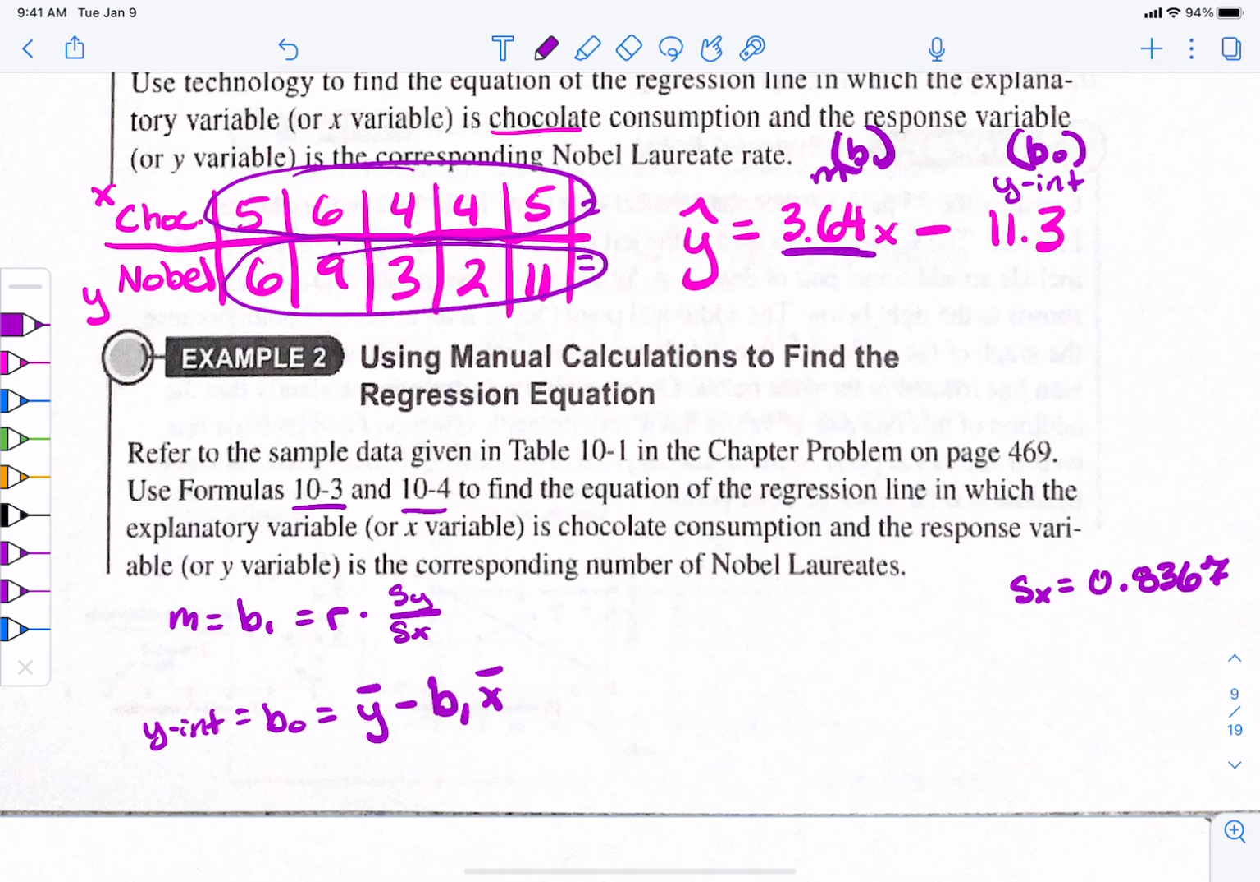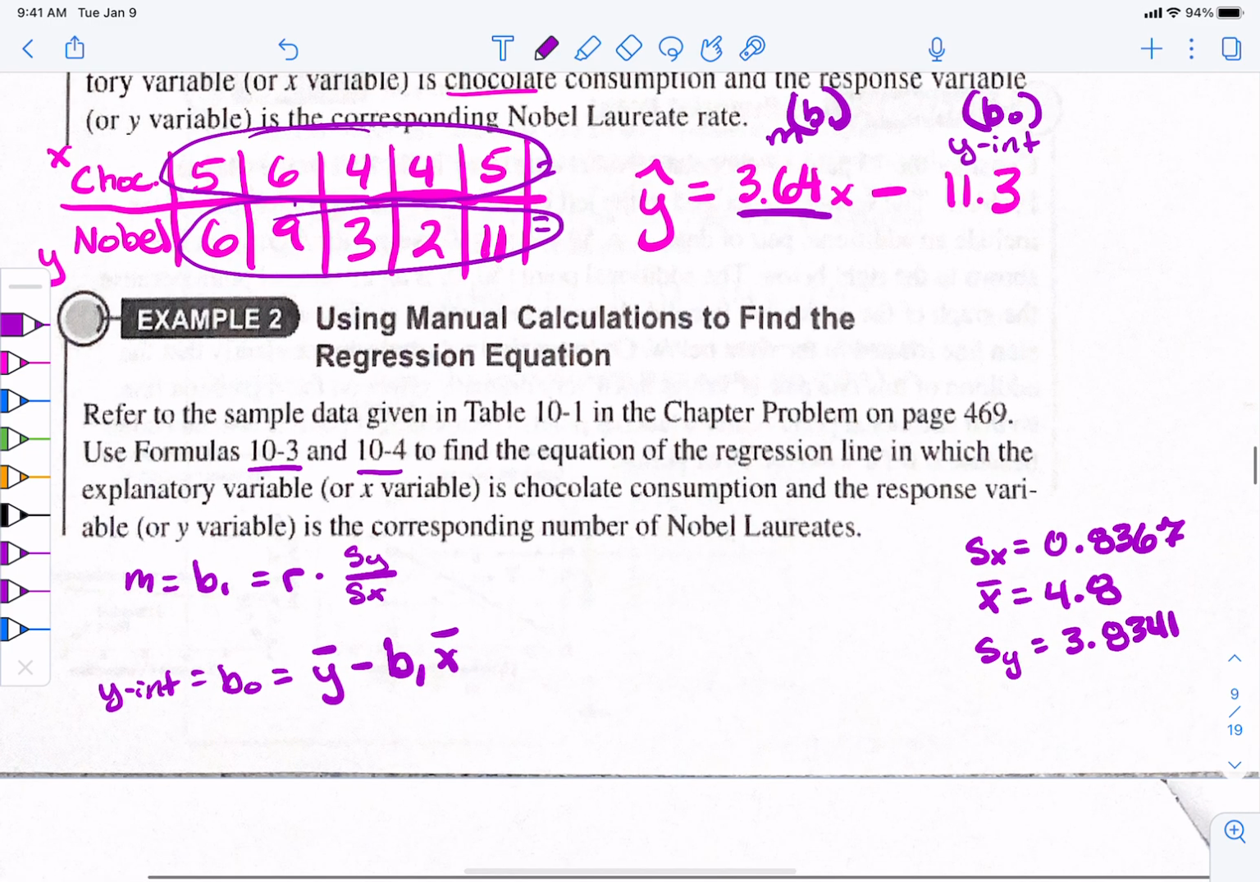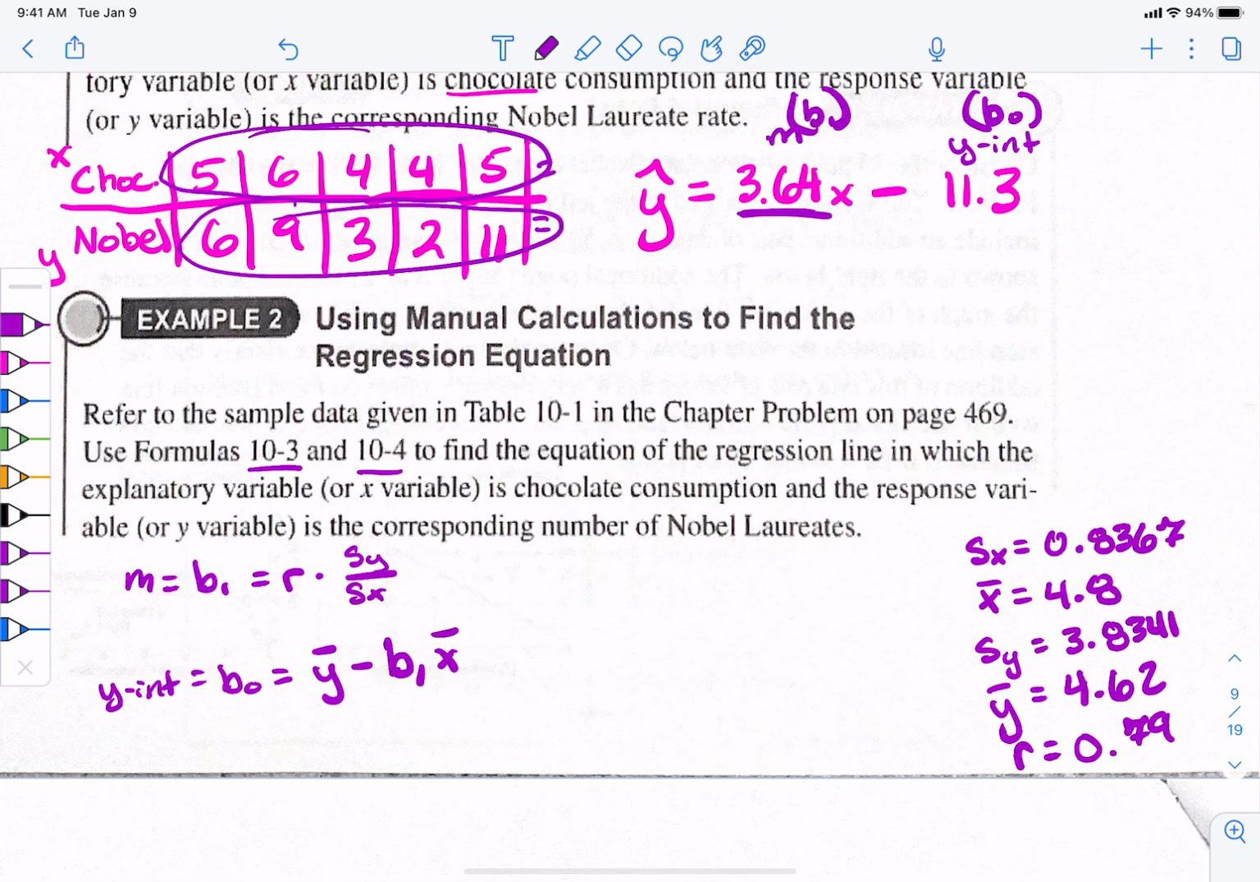0.8367. Okay. X bar is 4.8. Okay. sy is 3.8341. Okay. Y bar is 4.62. And the r is 0.7949. We calculated that before, right? We got 0.795.